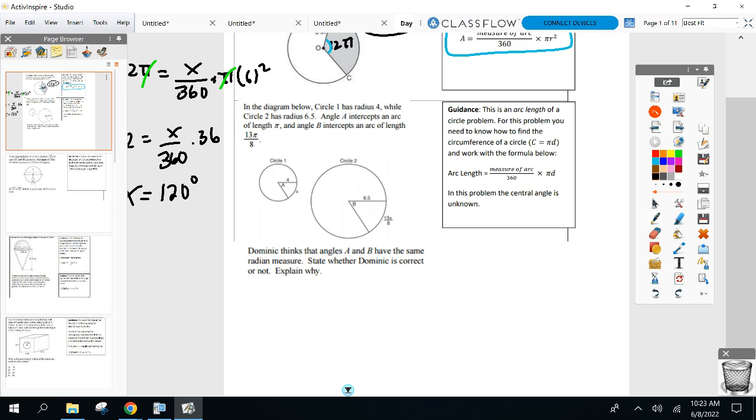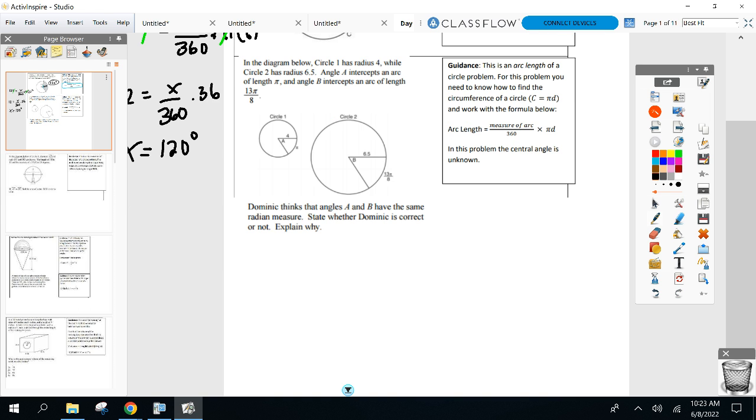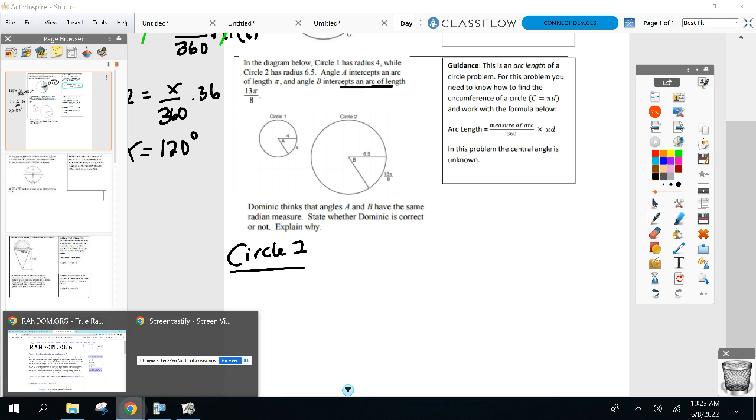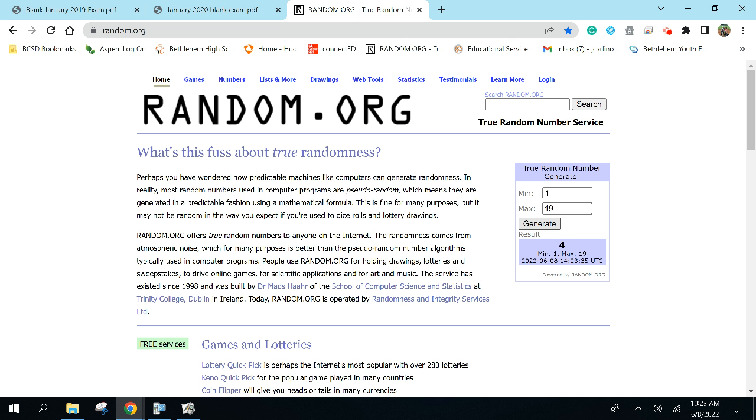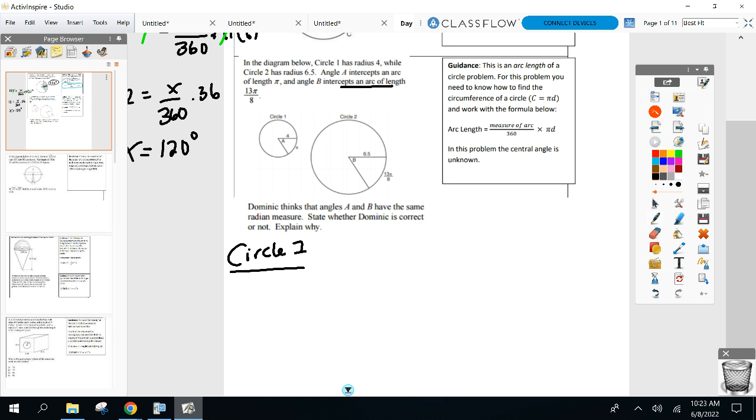All right, so here's Big Dom. He thinks angle A and B have the same measure. Is he right or is he wrong? Let's find out. They're giving you the arc length here. So let's go circle one first. Do they have the same angle measure?